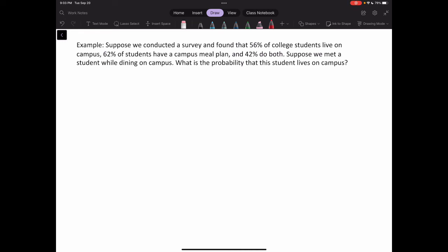So what's going on here is that we met somebody in a dining hall, which means they have the meal plan. We want to know the probability that the person lives on campus given that they have a meal plan. So once again, let's write that out in words. What's the probability that they live on campus given that they have a meal plan? Because we met them in the dining hall. They're not just there for giggles. They are there to eat. So they have a meal plan.